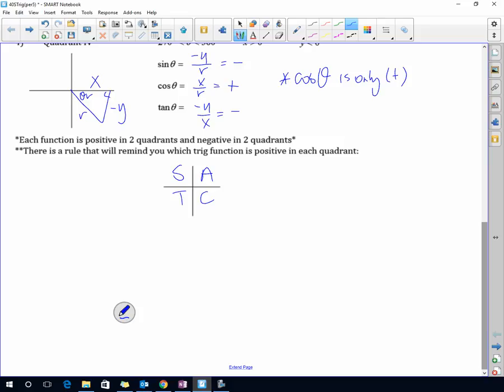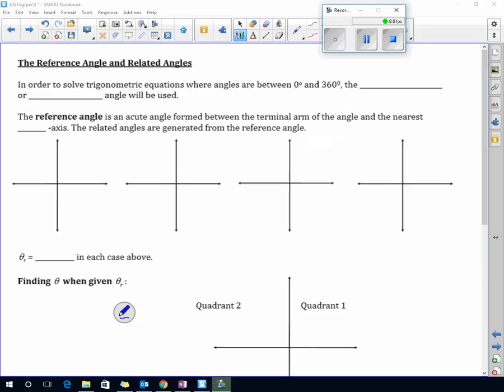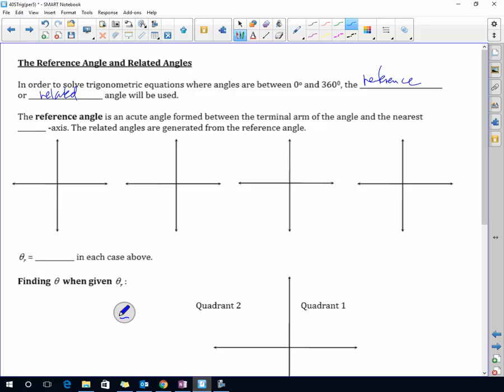Okay, do you remember reference angle and related angles? In order to solve trig equations, where angles are between 0 and 360 degrees, the reference or related angle will be used. So here's a little refreshment on reference angle. Reference angle is an acute angle formed between the terminal arm and the nearest x-axis. The related angles are generated from the reference angle.